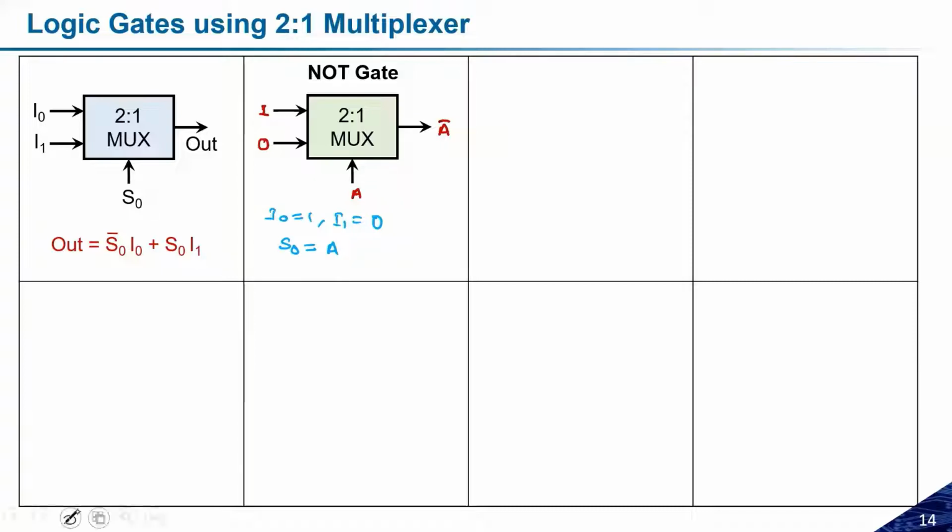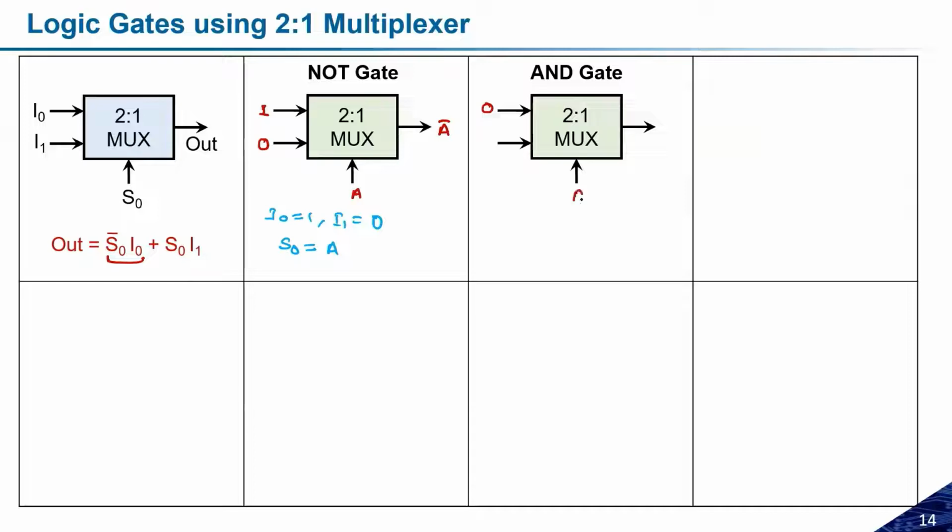Absolutely correct. Now let us try to see AND. We have already done the AND gate. For the AND gate, what are those possibilities? What we made for ANDing: I0 is equal to 0, so this term will become 0, and S0 is one of the terms, and I1 is another term. So I will get A B.